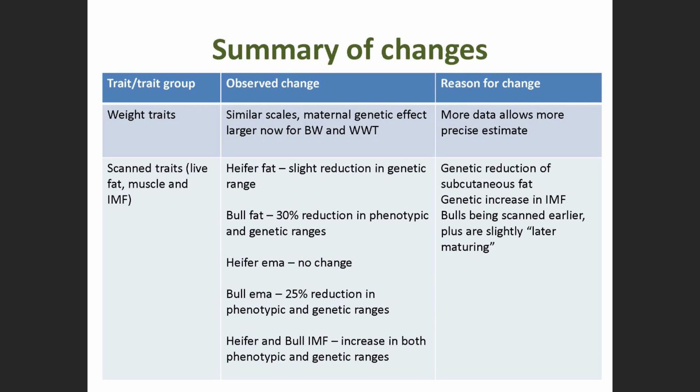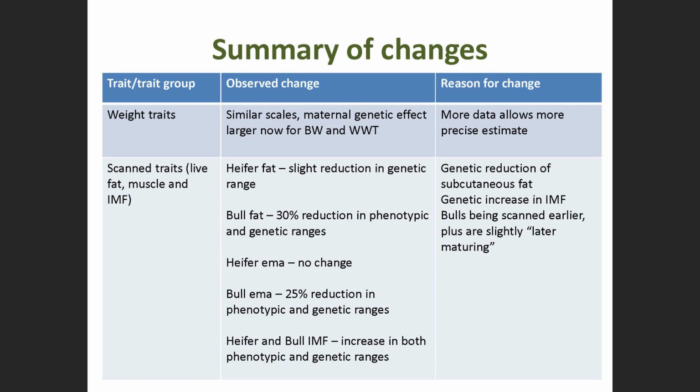Heifer eye muscle, no change. This one puzzles me a little bit. The bull eye muscle, we've seen a slight reduction in the range both in observed and also genetically, and I think that must be primarily because the bulls are being scanned earlier, younger in their life than they used to be, coupled probably with this maturing effect. That's what I think must be the explanation.